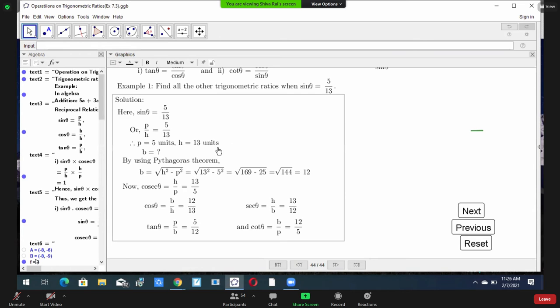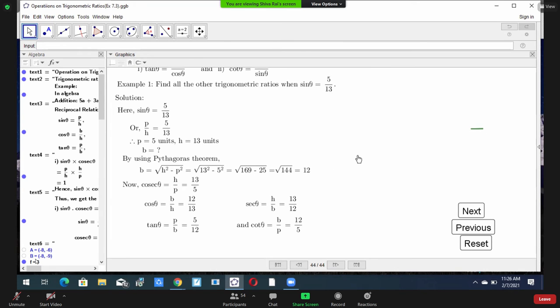Units may be centimeter, feet, any. So P is 5 units and S is 13 units. Why? Because P upon S equal to 5 upon 13. So in place of P is 5, in place of S is 13. What is left? B is left. B means base.